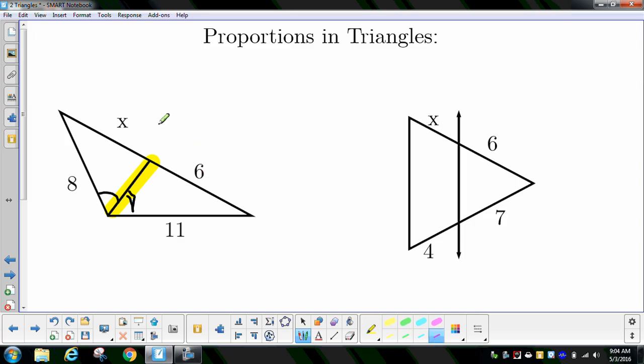I can write it this way. I can do 8 over 11 and x over 6. I can set those two fractions equal and solve for x. So it doesn't matter which way you do that, as long as you're consistent. Over here, similar situation. I could do x over 4 equals 6 over 7.